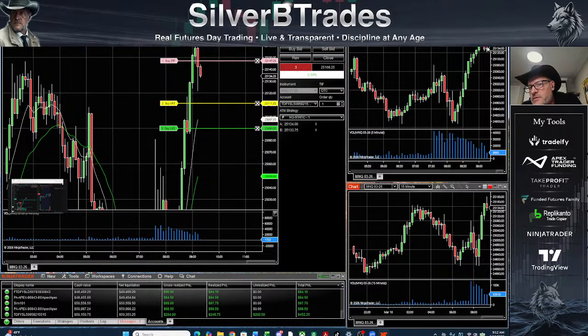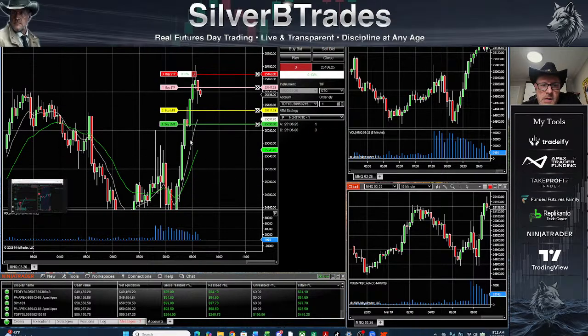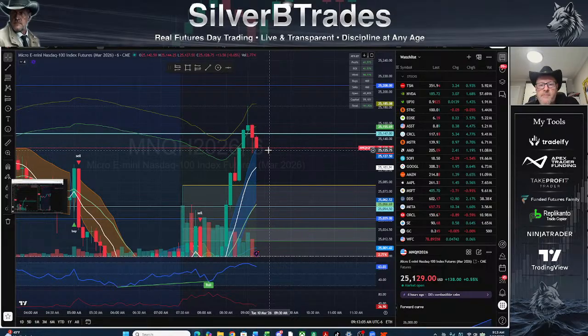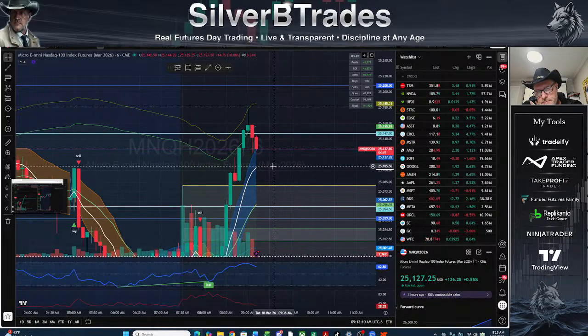You look at this 5 minute, it looks like it's trying to convince people it's going to go higher. I don't buy it. I think it's going to go lower. 25080. So I think it went, but I could be wrong. Right there. And that's interesting because that's about halfway between the 9 and the 21. Damn, that ended up working perfect.